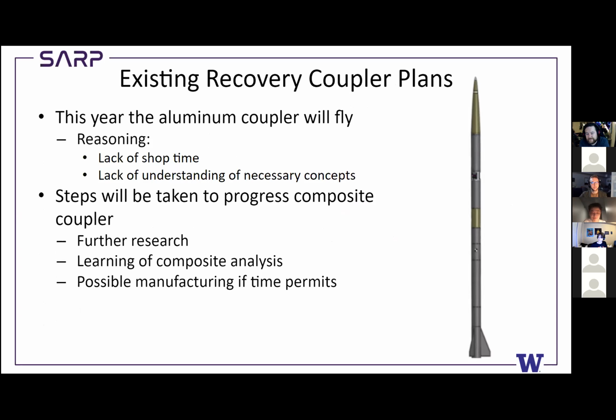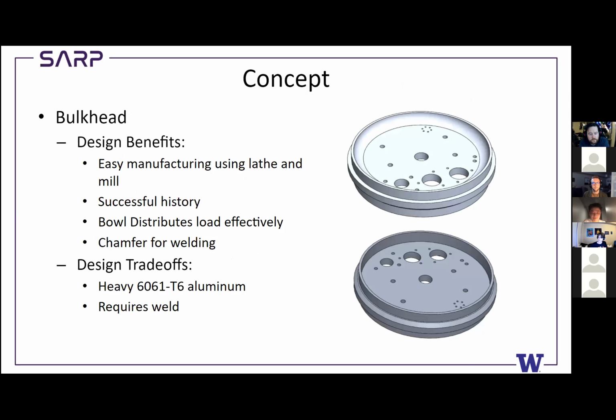So the steps to be taken to progress the composite coupler will continue. We'll keep researching. We'll try to learn how to do ACP a bit better. And hopefully we can look into some more advanced methods too, not just the design that already exists. And we may even try to manufacture something if we do get some spare time and we do end up getting into the shops. Go ahead.